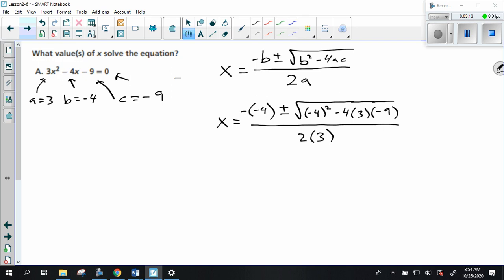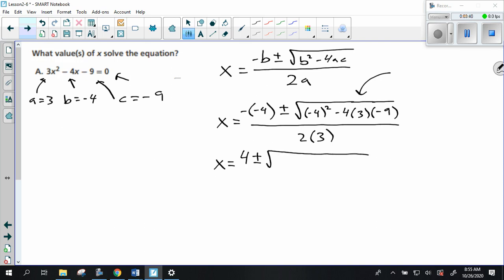Now we'll begin to simplify. The big deal is that I have to simplify all this stuff that's inside of this square root and make sure that I am following my order of operations. So let's do that. x equals, and I'm going to change that negative 4 here, it's going to become a positive 4.